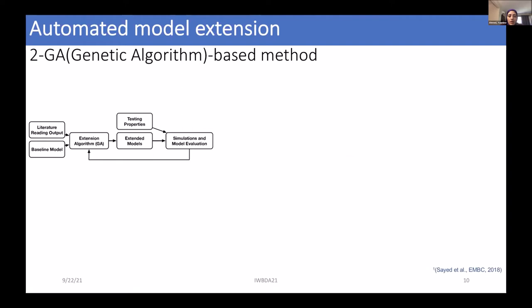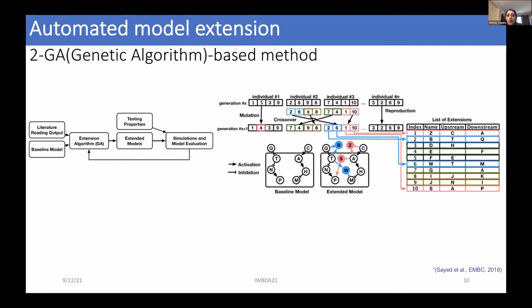They have the literature reading output as input, and the baseline model. Then they use the genetic algorithm as a search tool to search for the most relevant interactions that can be added to the models. And then they simulate the models and test them against a predefined set of system properties. To use the genetic algorithm, you need to define two things, the gene code and a cost function. The gene code is basically your solution space, and the cost function is the function that you would use to test for the correctness of the newly added extensions or new interactions.